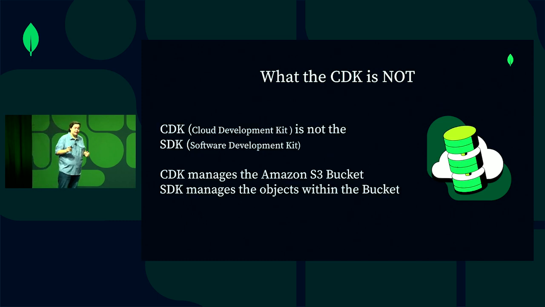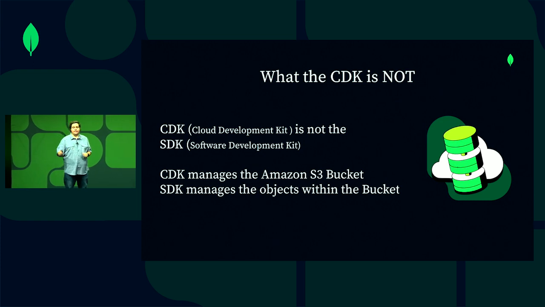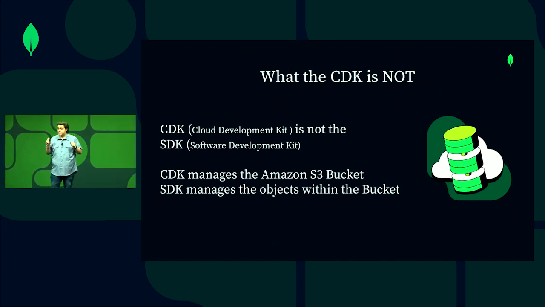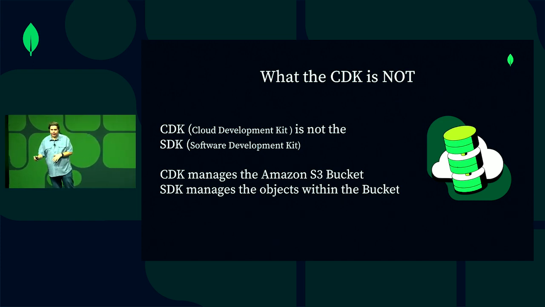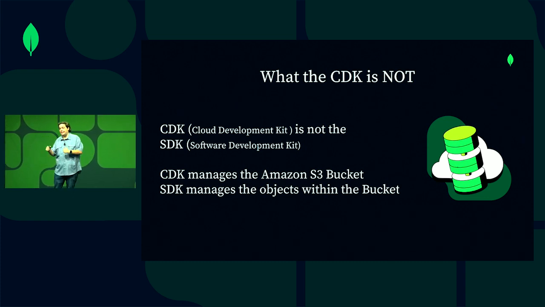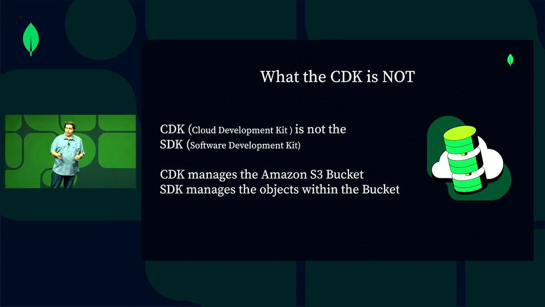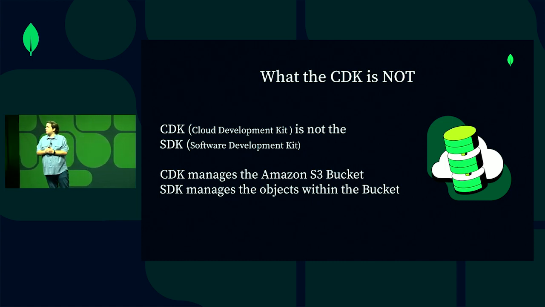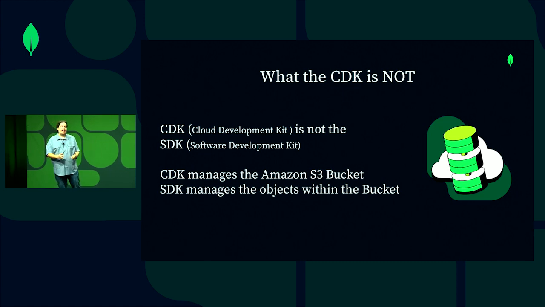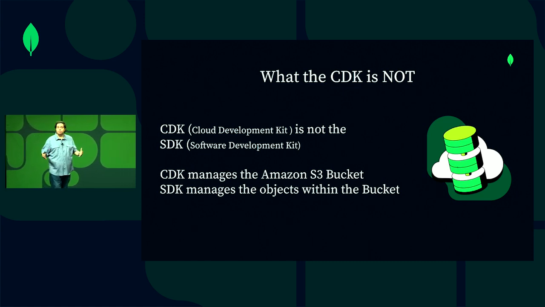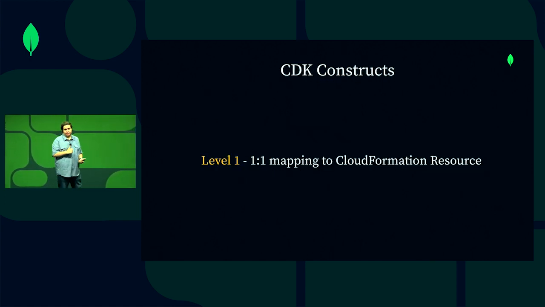With that in mind, the CDK is not the SDK. The CDK deals with the bucket and the management of the bucket, its life cycle, and the SDK deals with the objects inside the bucket. Same concept with Mongo as an example, right? Cool. To go a little bit deeper, the CDK is all about constructs, bringing things together, making things simple, and we have, again, 3 types of constructs.